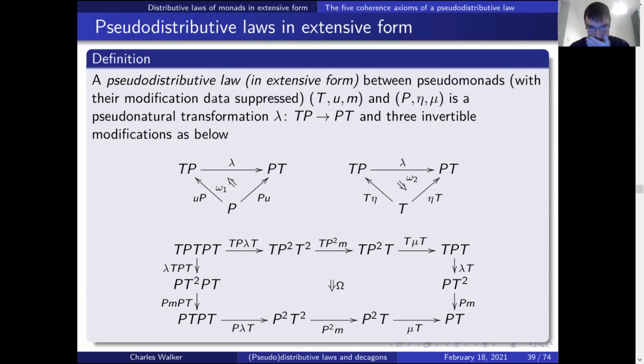So now I'll give a definition of a pseudo-distributive law in the extensive form, so using decagons. This would be a pseudo-natural transformation, say Tp to Pt, and 3 invertible modifications: one in each of the 2 triangles, and one inside the decagon, which I'll call capital omega. It might look a bit strange, but this is what you need to reduce the coherence axioms for pseudo-distributive laws. And the nice thing that happens here is that you're only going to need 2 coherence axioms, because the definition of a pseudomonad in extensive form has just those two coherence axioms.